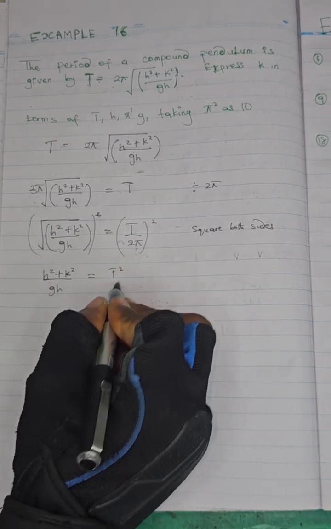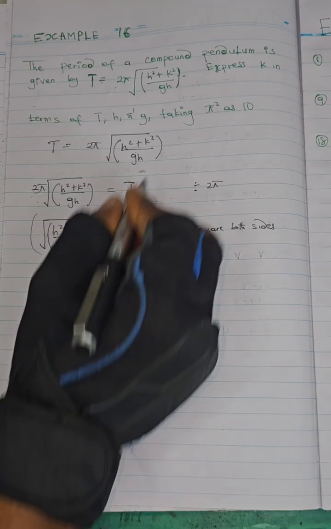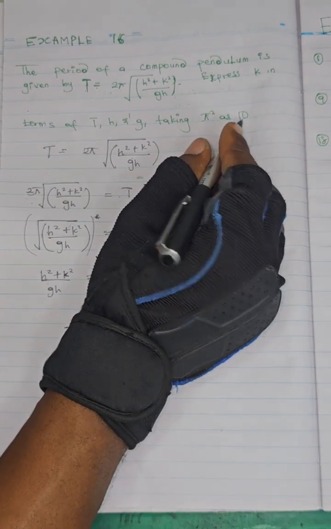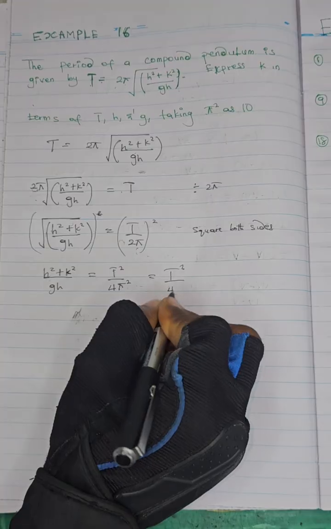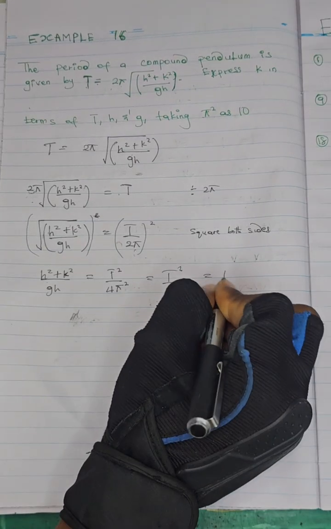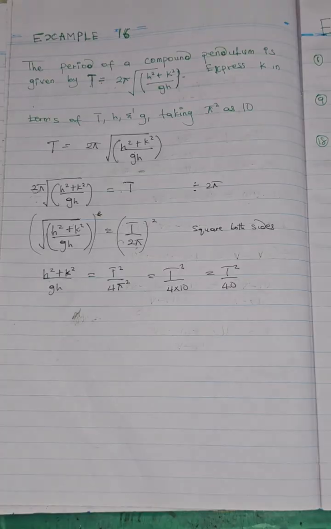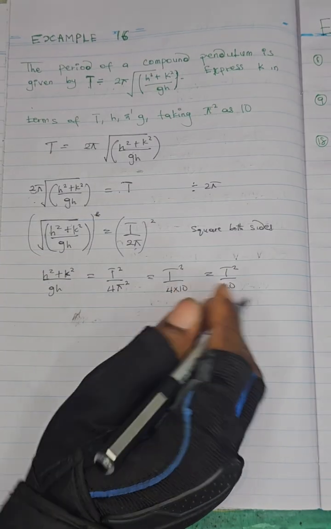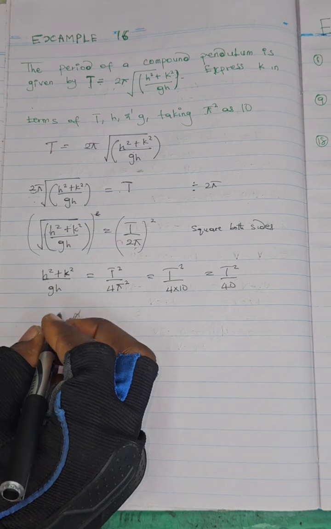When you come here, t squared all over 4 pi squared. Now we have pi squared. Remember what we are told, to replace pi squared by 10. So I'll replace it, and this will be t squared over 4 times 10, which gives me t squared all divided by 40. So going forward, I'm using t squared over 40. I just put it now. You can decide to solve, finish, and then put it later, but here I decided to put mine at the beginning.